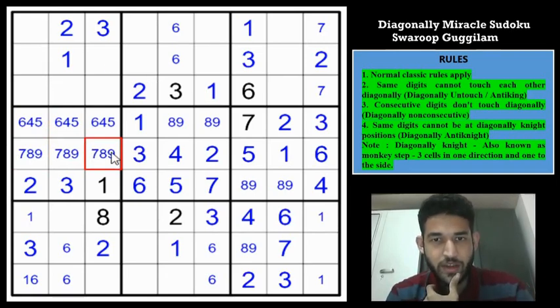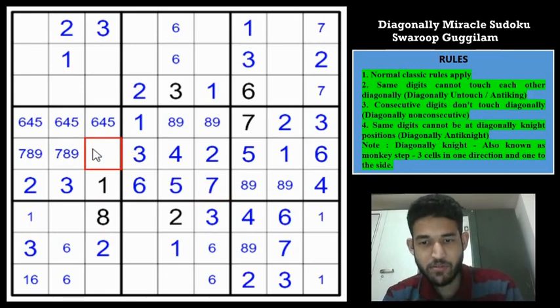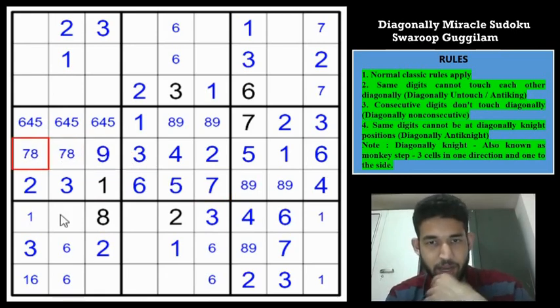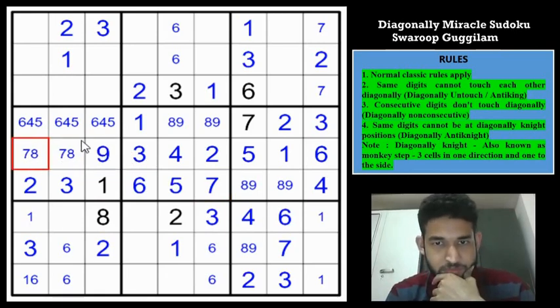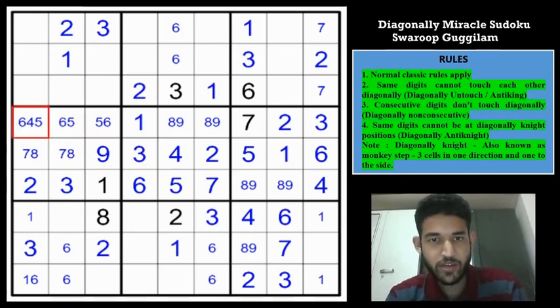So we look at this cell, 8 can't be here, and it is also a monkey step away from this 7. So 7 and 8 can't be there, this will be a 9. So this is a 7, 8 pair. And this cell can't be a 4 because of the 3, so this is 5 or 6. And this can't be a 4, monkey step away, right? 1, 2, 3 and 1. So this is 5 and 6 as well. So we get the 4 here.